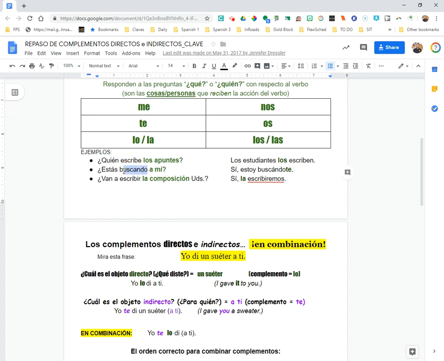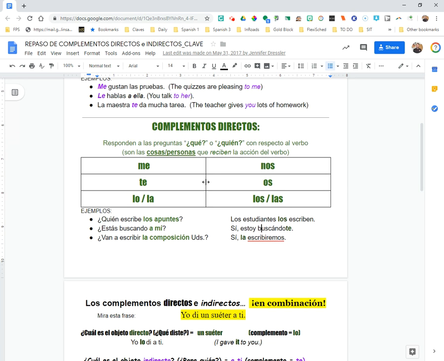Who or what is being looked for? Me. Who or what is being written? The composition. And in all of these scenarios, you can just answer that question with what is being verbed. And these complements are me, te, lo, la, nos, os, los, and las. And going back to those questions, you can see how these would be answered.